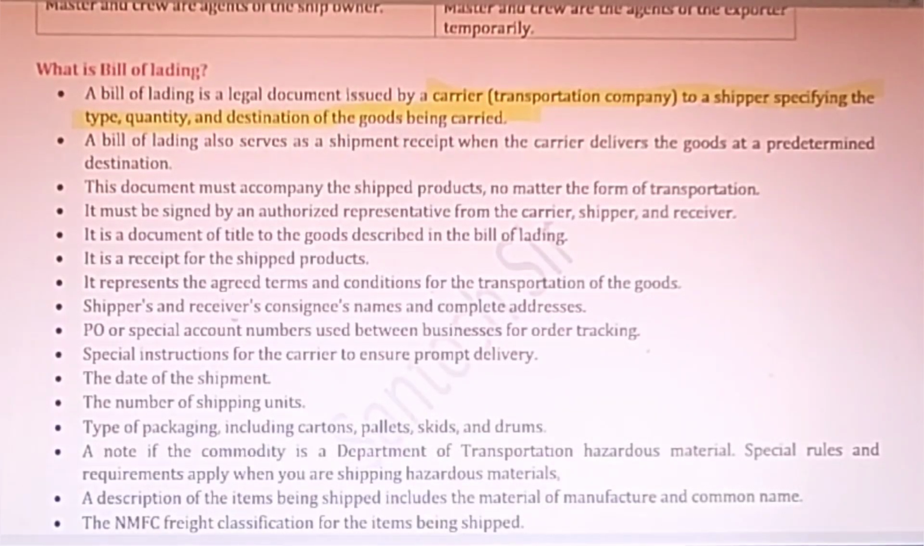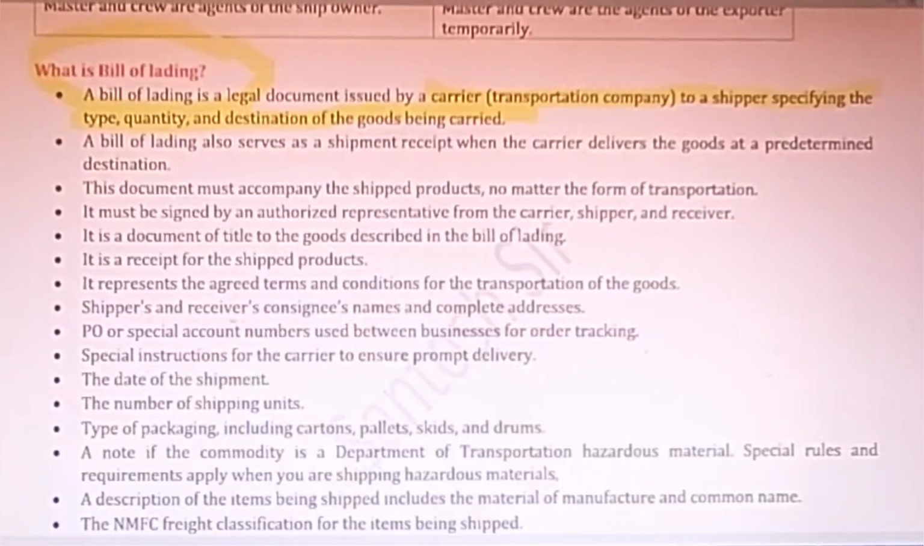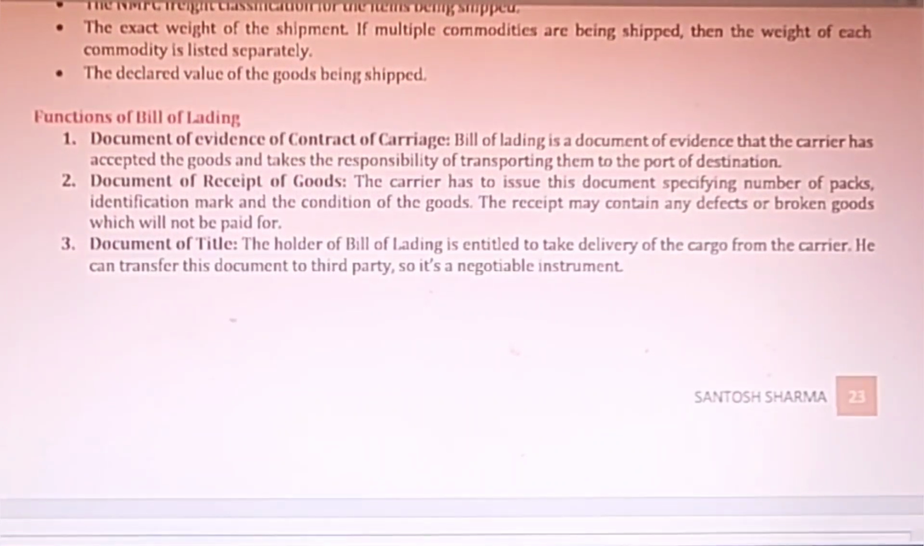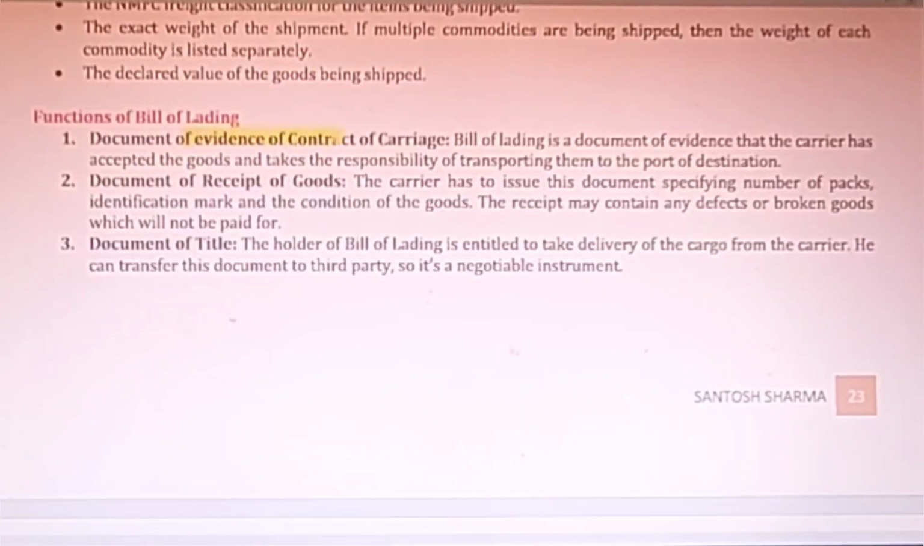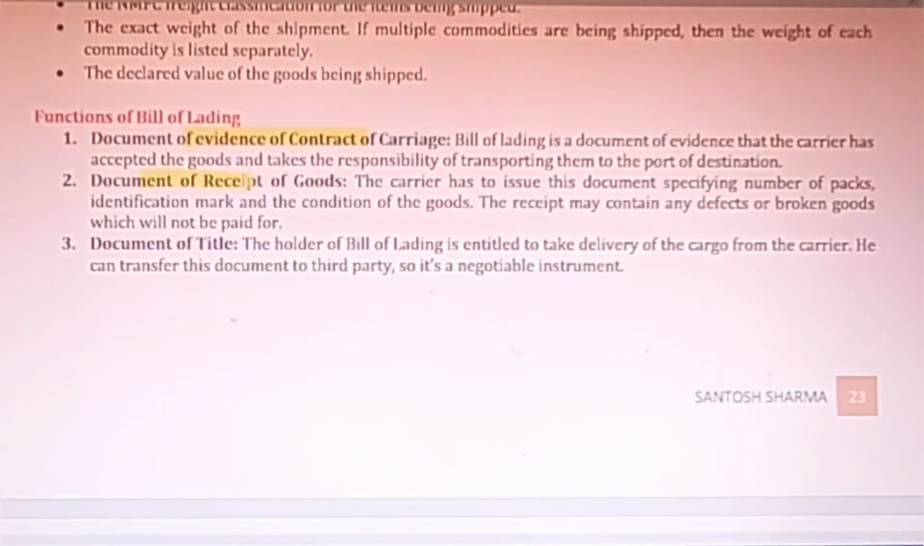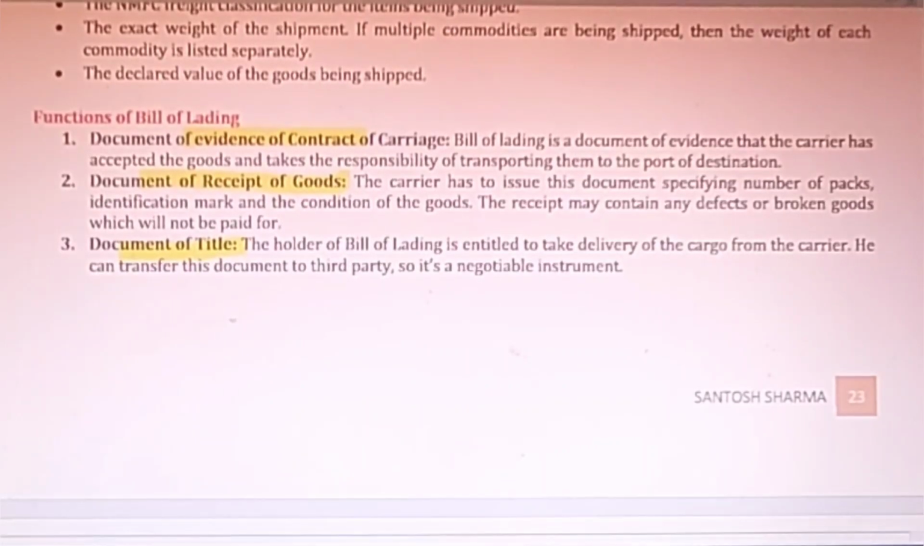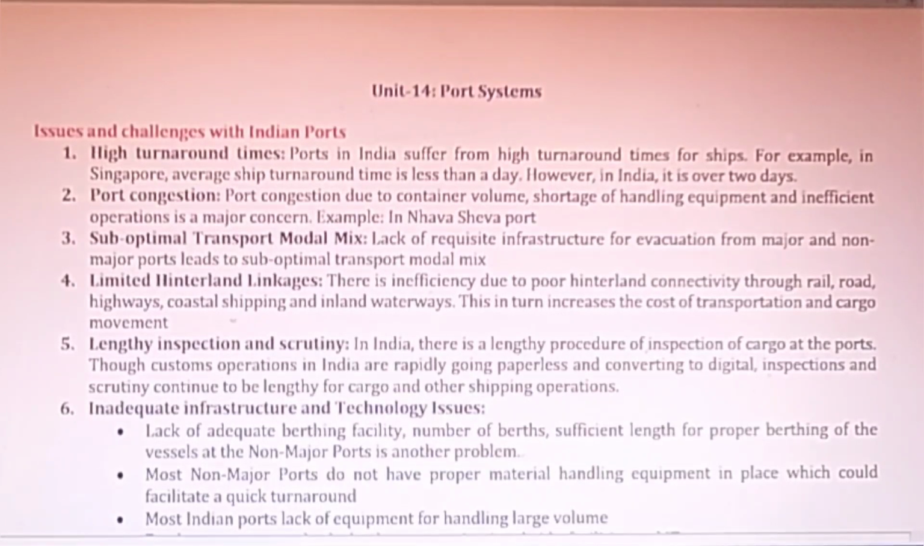Right? This document is a very important document as far as international trade is concerned. And these are the main functions of bill of lading. It acts as an evidence of contract, it acts as an evidence of receipt of goods, and it acts as a document of title. So if there are any disputes, you need bill of lading to settle those.